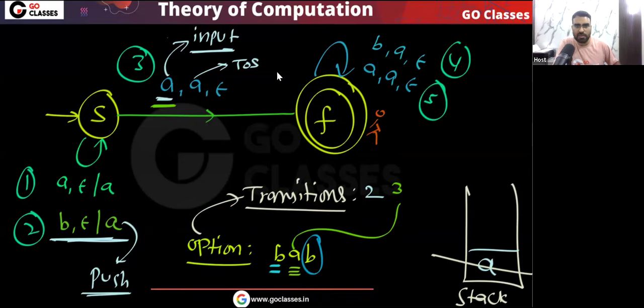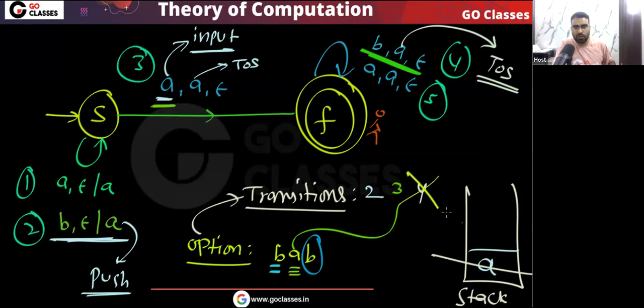Can I consume this symbol B? Can I take transition 4? Please tell me. I cannot take transition 4. Why? What is the reason? Because if I want to take transition 4, then top of the stack must be A. So can I take transition 4? No. I cannot take transition 4. That is the reason.